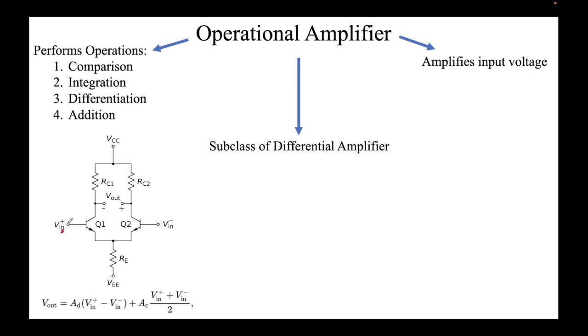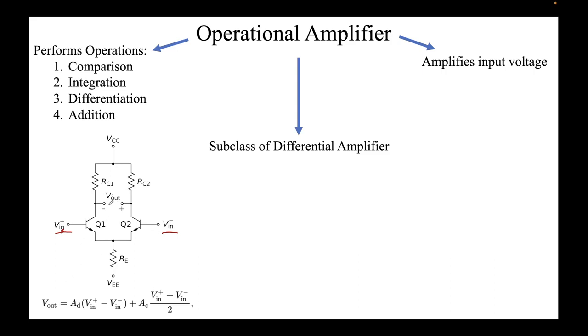Okay, so a differential amplifier has 2 inputs. We call this input V in plus and this is V in minus. What the differential amplifier effectively does is take the difference of these 2 inputs and amplify it by a factor. So the formula is written here. We have V out, which is the output voltage, which is measured here.